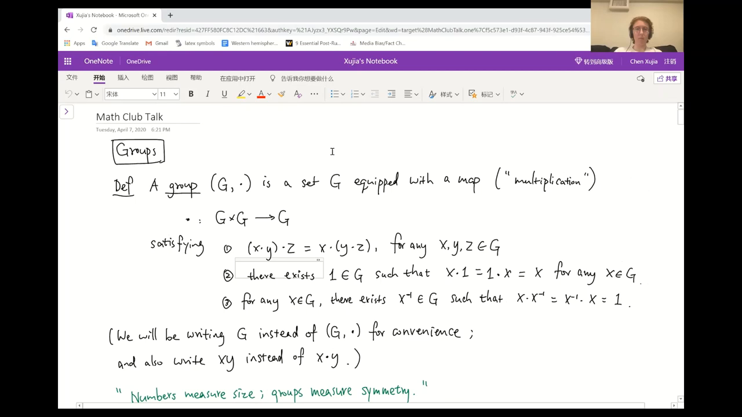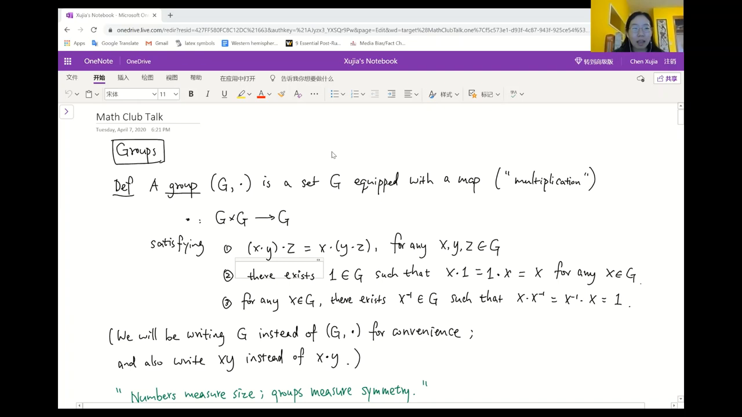Okay. Let me know at any point if any portion of this is not visible. All right, so we have the definition of the group, and we'll usually just write G instead of G with the multiplication, just for notational convenience. And similarly, we'll just write XY instead of X dot Y for multiplication.